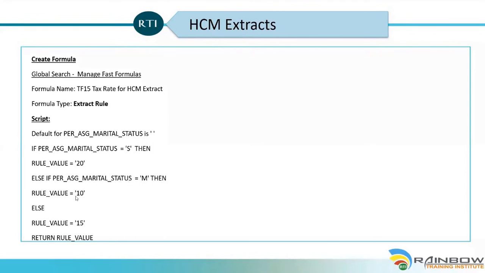If marital status is M, then assign 10. If it is blank, assign 15, and then we return that value. So all we are doing is based on marital status: if it is Y, this formula will return 20; if it is M, it will return 10; if it is blank, it will return 15. And we are returning that value using a return statement.